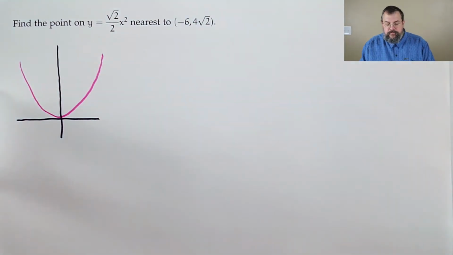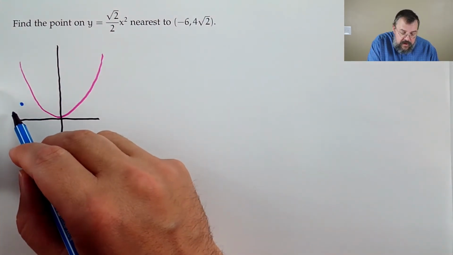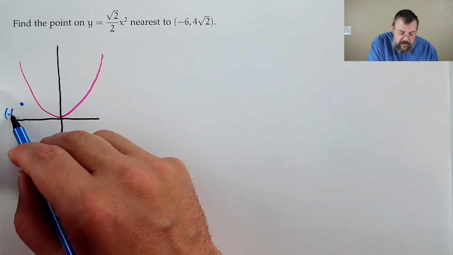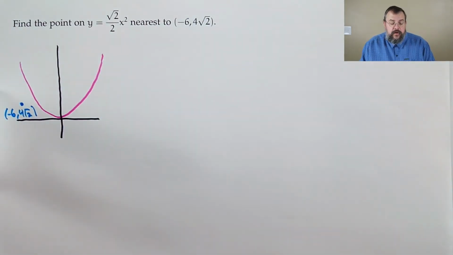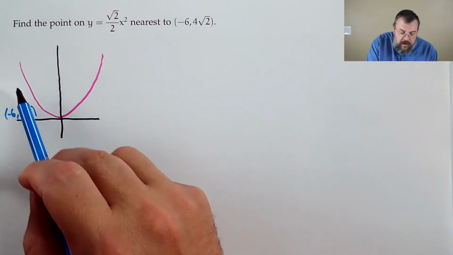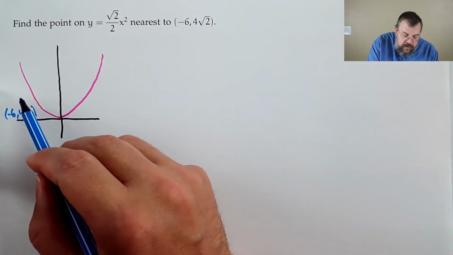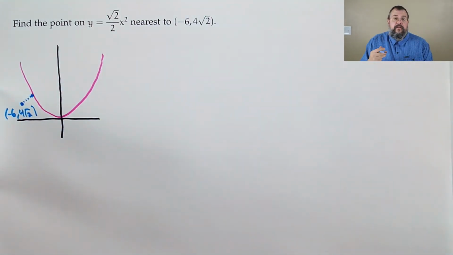Okay. And now there's this point, very curiously described. This is the point at -6 comma 4 root 2. And now the question is, there are lots of points on the parabola. Among all the points on the parabola, which one is closest to it? So that's our goal: to find the point which is closest to it.